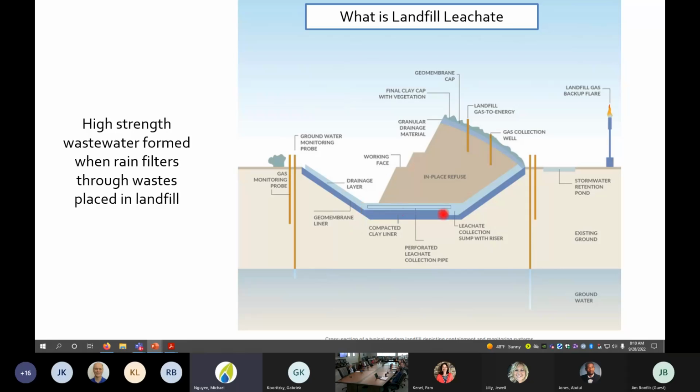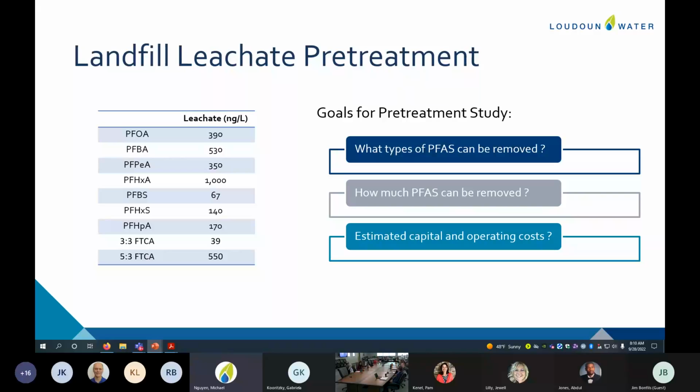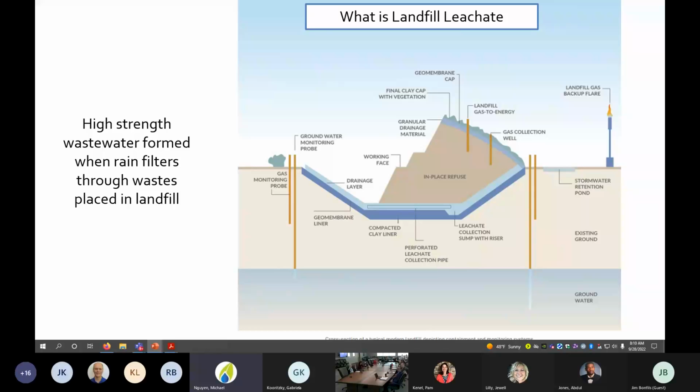There is a perforated pipe underneath the big waste pile that collects all that leachate that settles on top of the liner. You don't want it going into your groundwater, right? Old landfills were unlined, and they were seeing large portions of groundwater contamination. So that's why you'll see groundwater monitoring probes here. Even when they're lined, landfills still have to check to make sure that they're not having any leaks in their liners. But the leachate can really vary a lot.